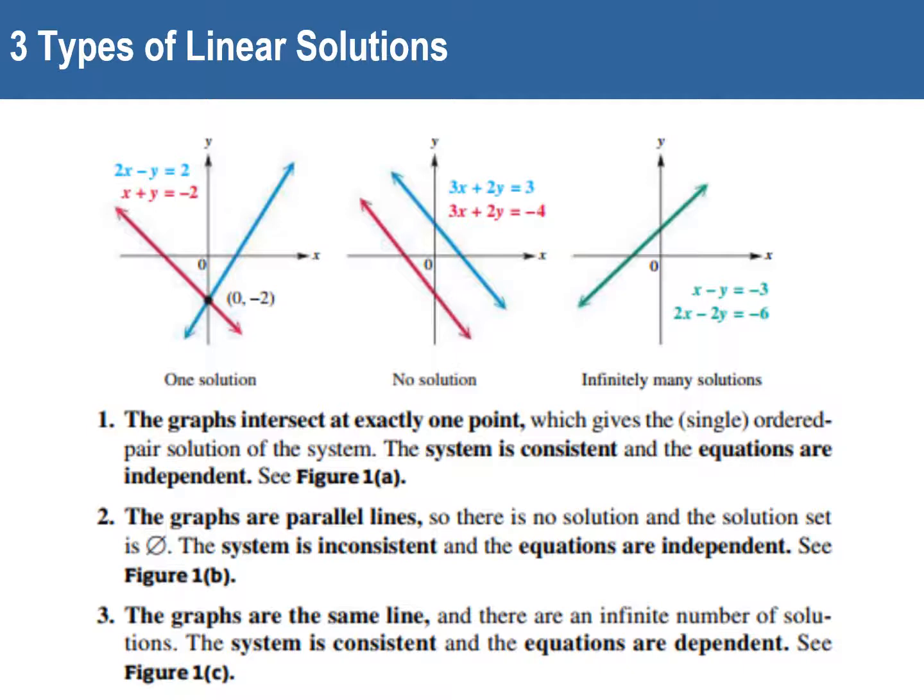When two lines intersect at exactly one point, the system is called consistent, and we say that the equations are independent. When the lines are parallel and they don't intersect, we say the system is inconsistent, and we say that the equations are independent as well. Now, when they're the same line, we say that the system is consistent, just like when they intersected at one point, but the equations are dependent on each other.